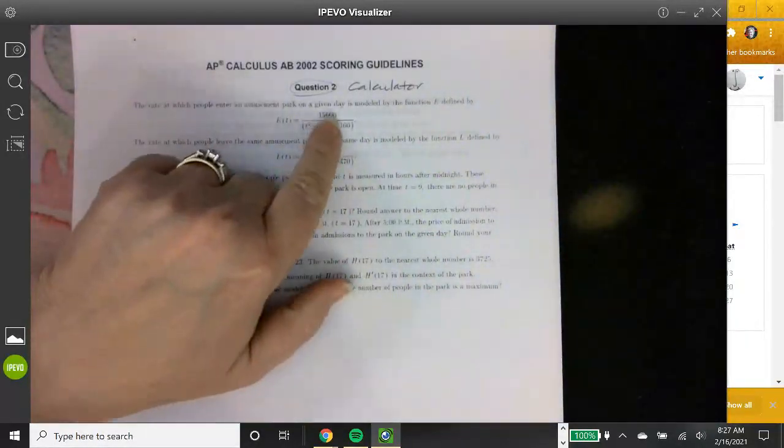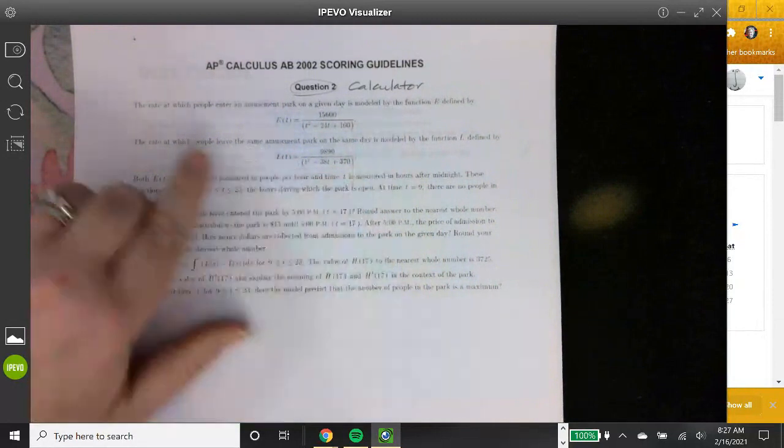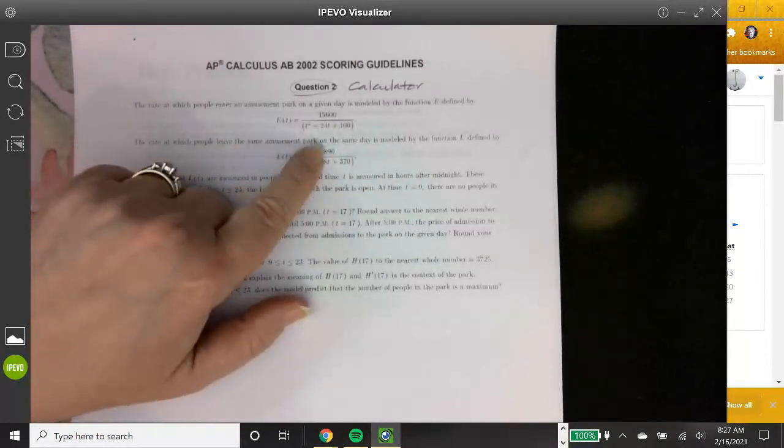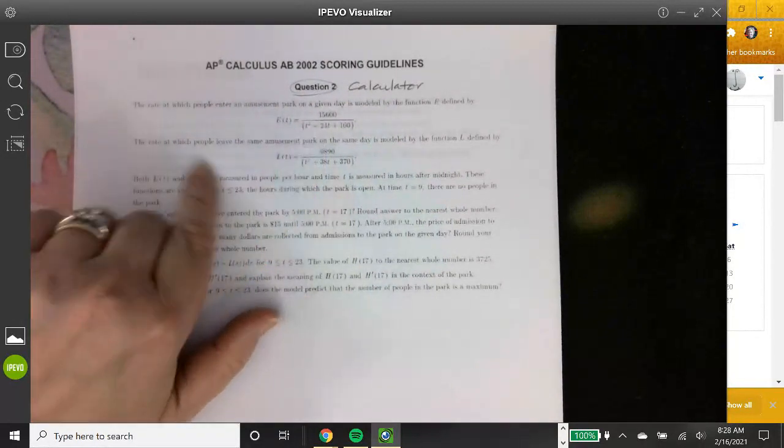on a given day is modeled by the function E. So I like it, it's E for enter. So they give us this function here. That's the rate people are entering. So that's a derivative, it's a rate of change. People per hour. Okay.